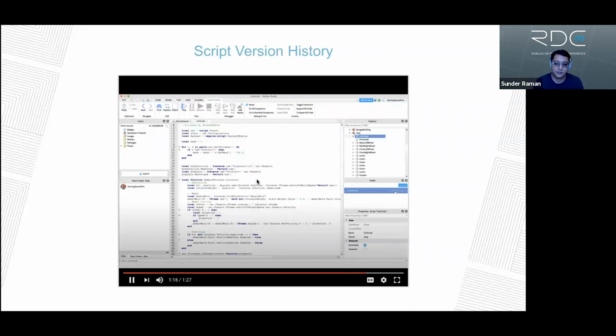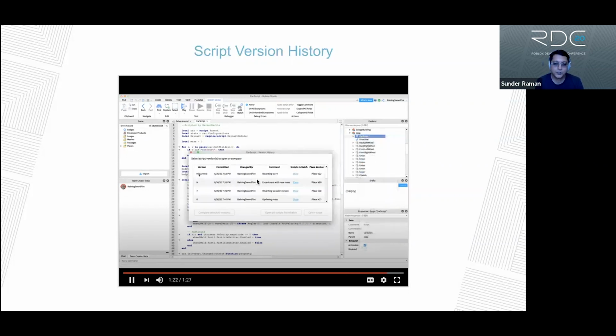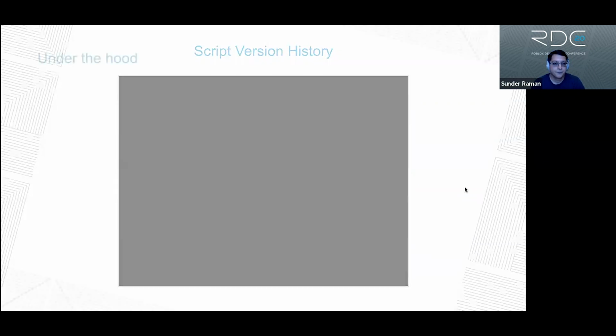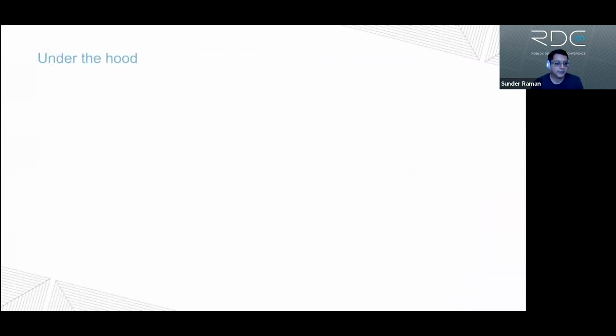Now, once that change has been committed, I can go into the version history of the script. And sure enough, there is version 9 with my comment that I'm reverting back to v4. So you have the entire history of that script. So let's take a look at a couple of the details.